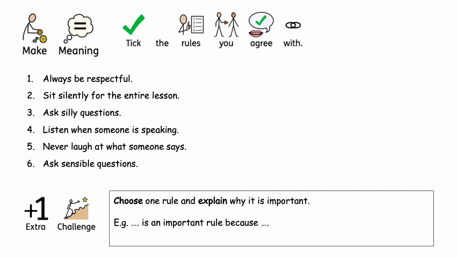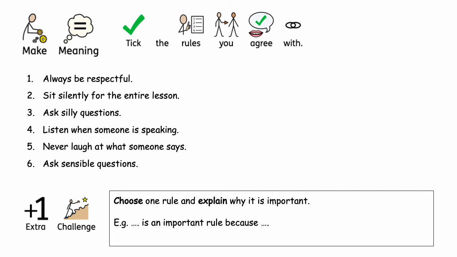Never laugh at what someone says. I would also tick that because I think that's very important, that we never laugh at what anybody says. Our classrooms need to be safe and they need to be open and they need to be supportive. We want everybody to feel that they can talk openly without being afraid of being laughed at.